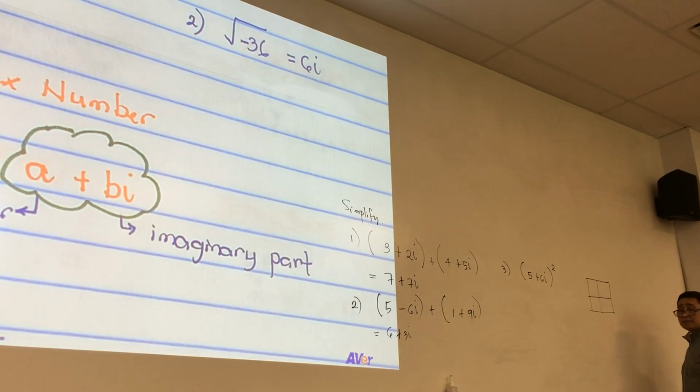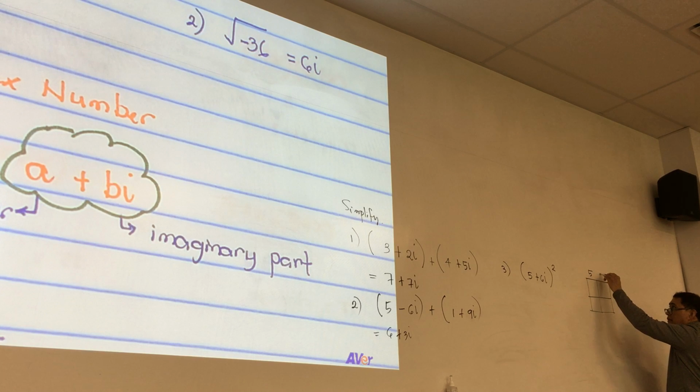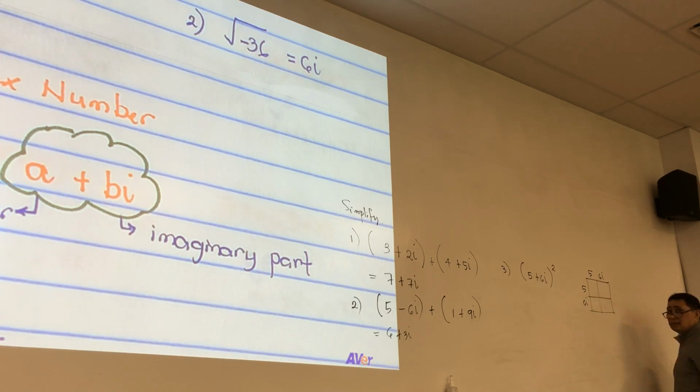Alright? So let's just do the box method. Do you want me to show you a shortcut for this one? Yes. Alright. Let's do the box method first, and then we're going to do the shortcut. Okay? Help me fill this in.